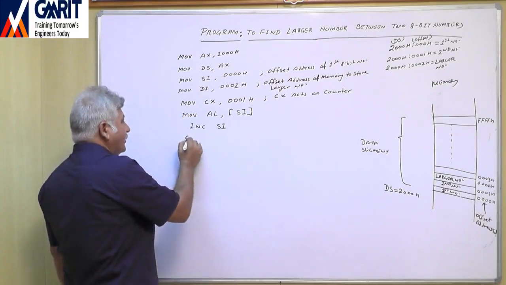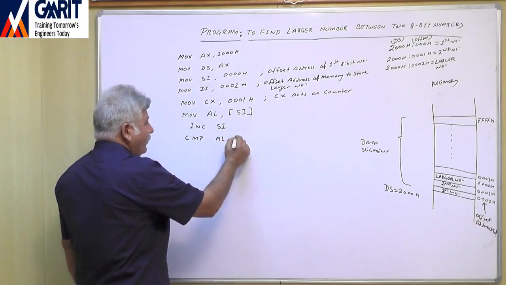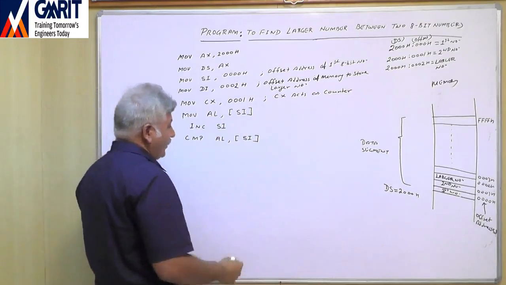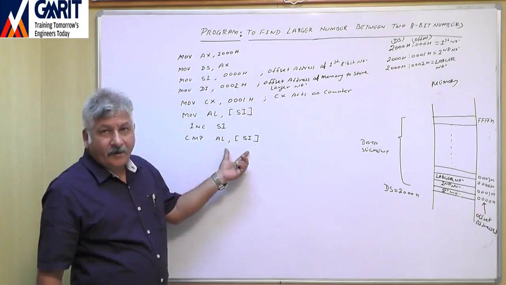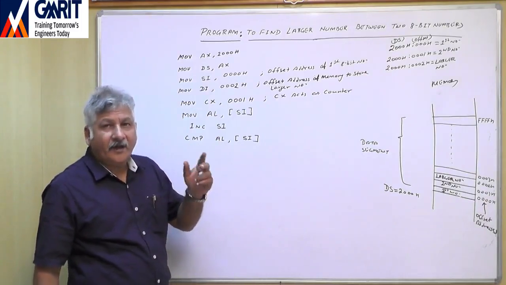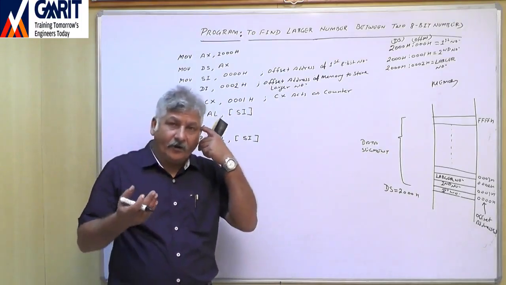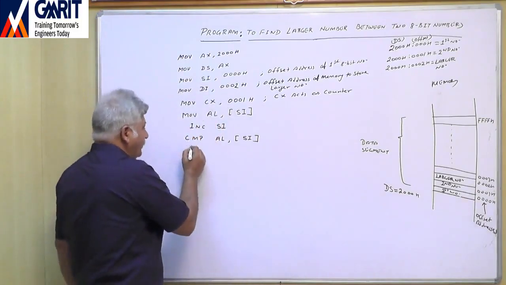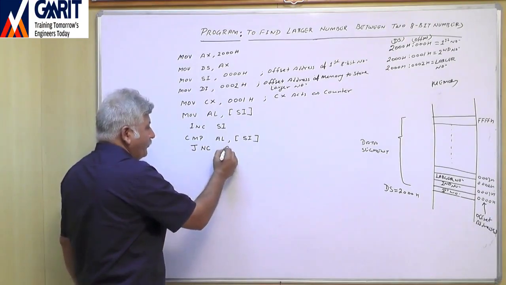Now here I will use the instruction compare. Compare the value of AL with the content of the memory whose address is in SI, in the data segment. So the comparison will take place. After the comparison, the carry flag will be set or reset. Since here we want to find the larger number, I will write the instruction jump no carry, right? Jump no carry ahead.